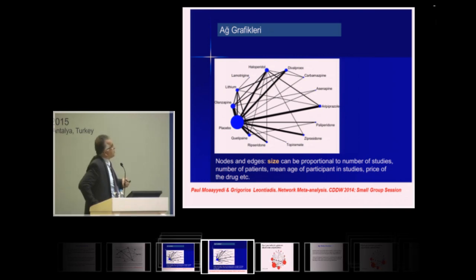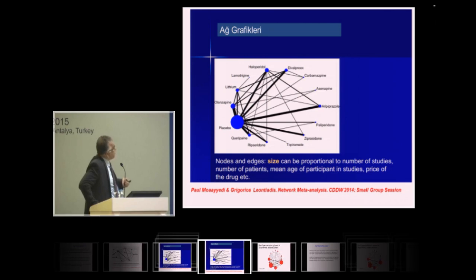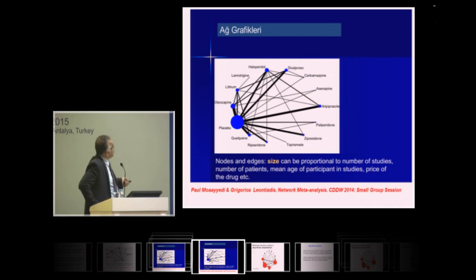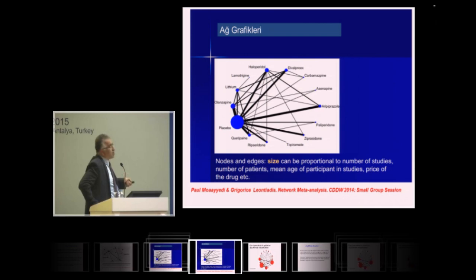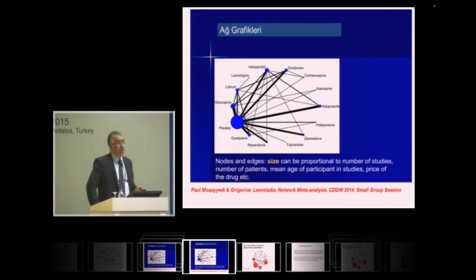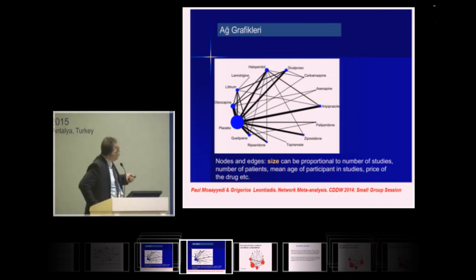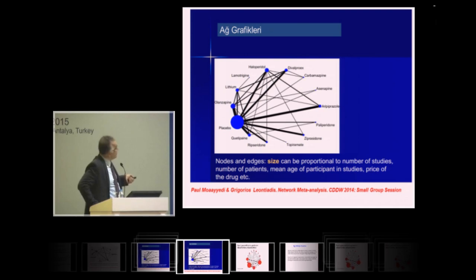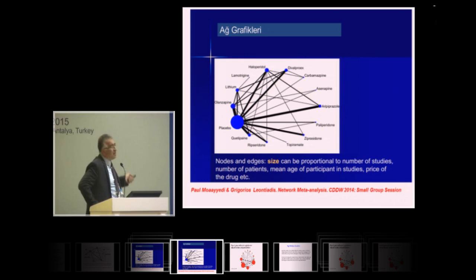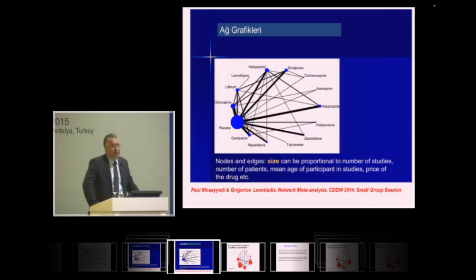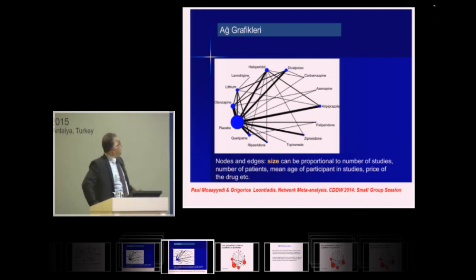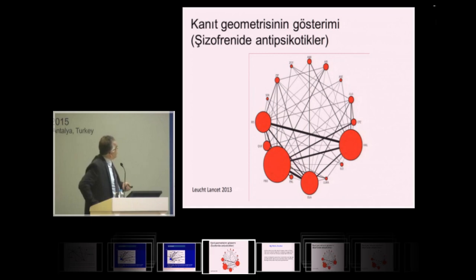And this is placebo. Placebo is big because the number of trials with placebo is the highest. In many studies, placebo is used, therefore the size of placebo is really big, and the size can be proportional to number of studies, number of patients, mean age of participants in studies, price of the drug, etc. So with such a visual aid, we can see how many trials have been carried out with which drug. So it gives an idea about the size of the trials.